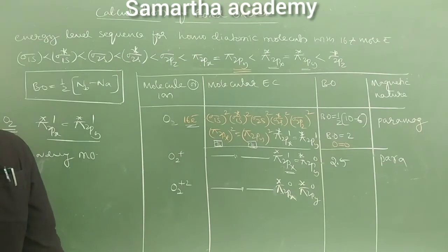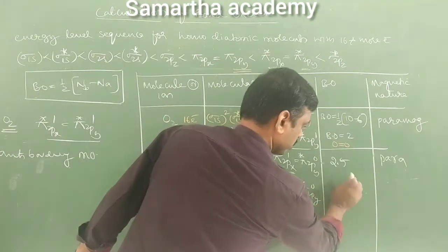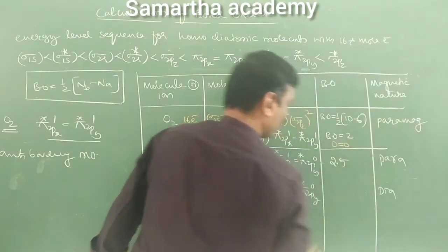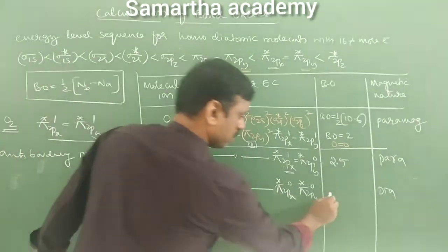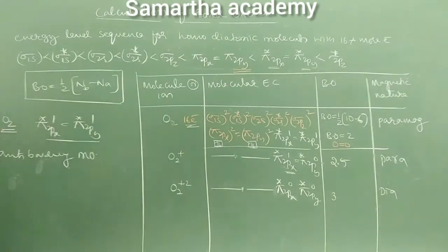Since electrons are paired, para or dia? Diamagnetic, sorry. It is dia. Then what is the bond order? Bond order 3, bond order 3.